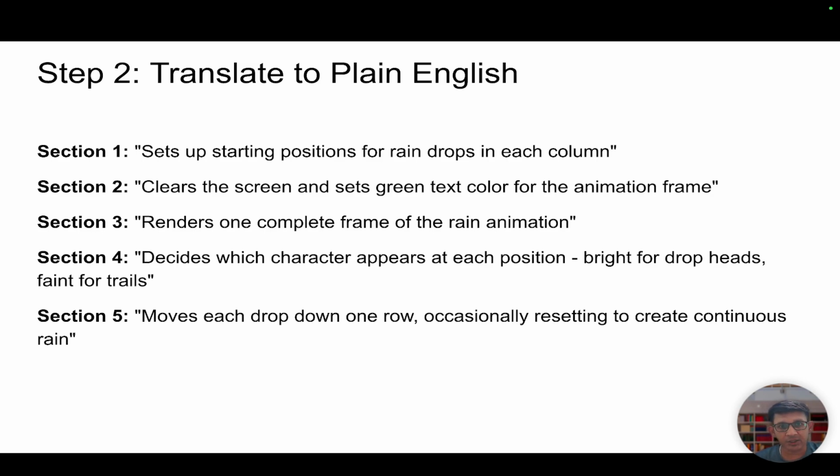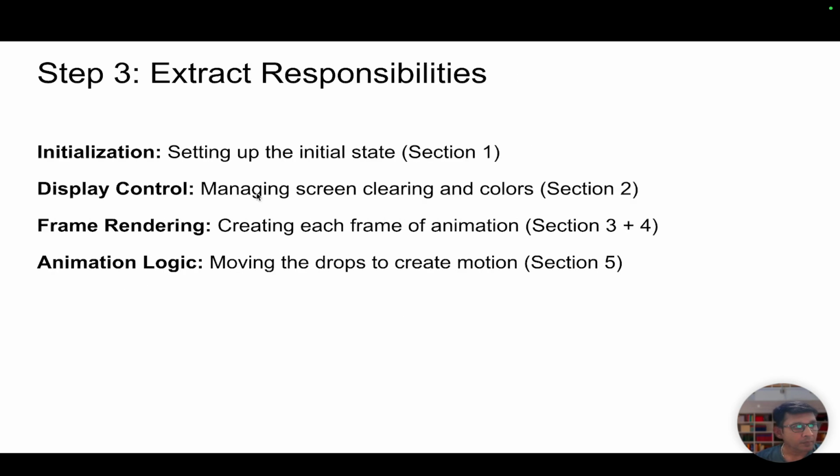Notice how the plain English reveals what the code is actually doing, creating a falling rain animation with bright drop heads and faint trails. Step 3 is to extract responsibilities. Looking at our plain English descriptions, we can identify the core responsibilities.